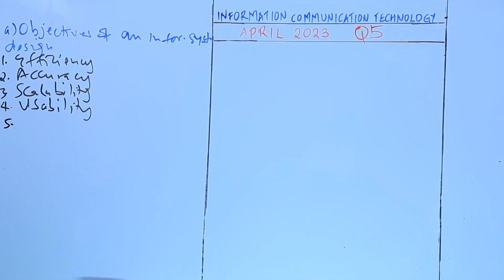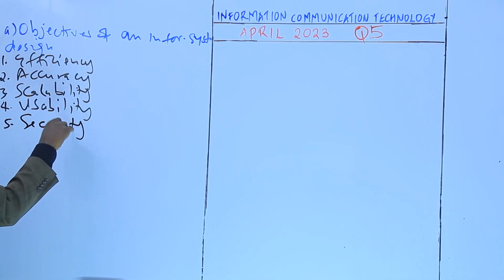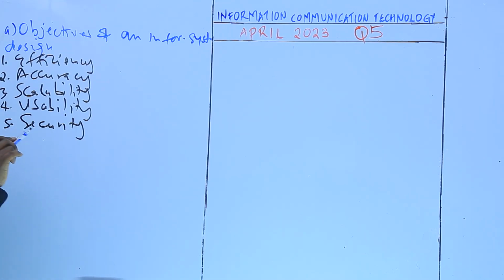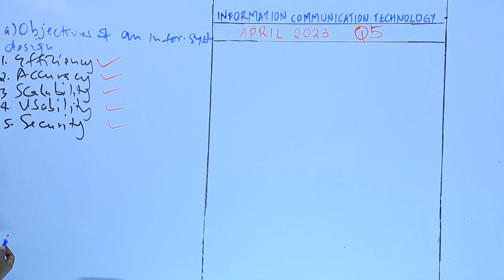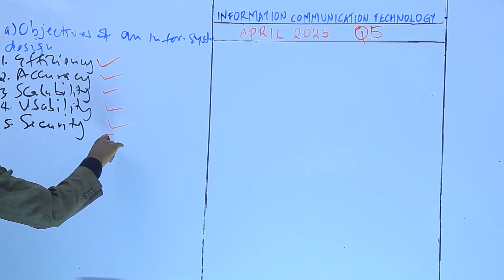Then lastly, security. The design should incorporate security measures to protect confidentiality, integrity, and availability of information system, and that includes implementing access controls, encryption, and authentication mechanisms, and also monitoring tools to detect and prevent unauthorized access or data breaches. So these are 5 objectives of an information system design: efficiency, accuracy, scalability, usability, and security. 5 objectives, 5 marks.